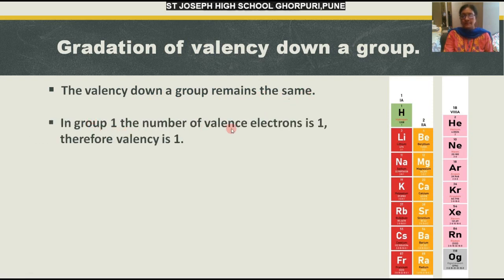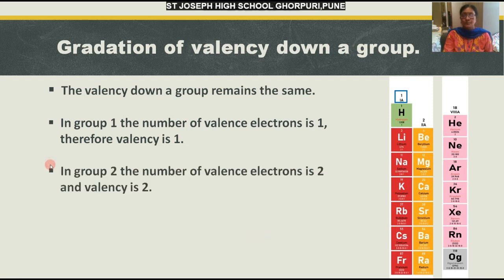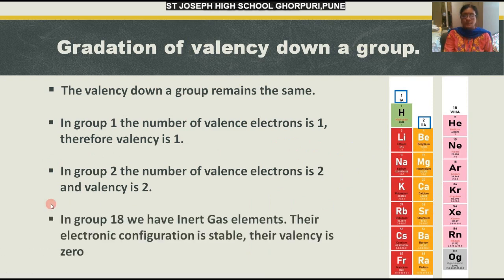In group 1, the number of valence electrons is 1. If you take hydrogen, lithium, sodium, potassium, the valence electrons is 1 and therefore valency is also 1. Second, in group 2, the number of valence electrons is 2 and the valency is also 2. In group 18, we have all the inert gas elements, helium, neon, argon, krypton, xenon and radon. Their valency is 0 because they are stable. The electronic configuration is stable.